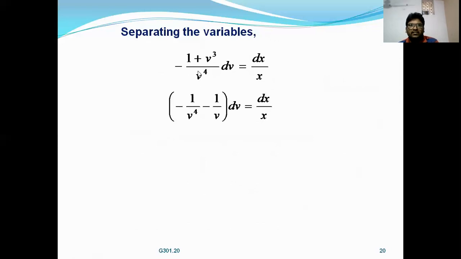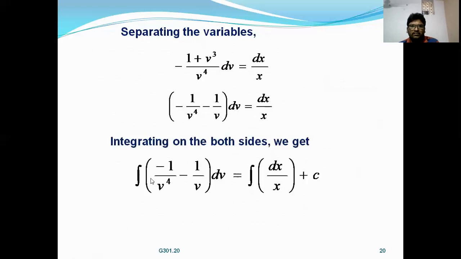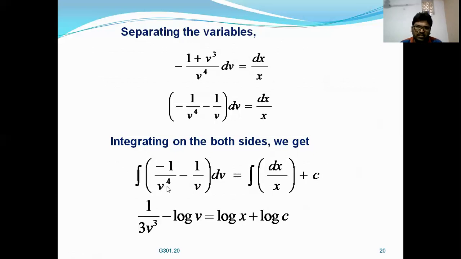So now divide the denominator and separate it into two terms. You will get minus 1 by v to the power of 4 minus 1 by v into dv is equal to dx by x. So now integrate on both sides. Then you will get integration of minus 1 by v to the power of 4 minus 1 by v into dv is equal to integration of dx by x plus c. Now this is in the form of x to the power of n. Apply the x to the power of n formula, and you will get 1 by 3v cube.